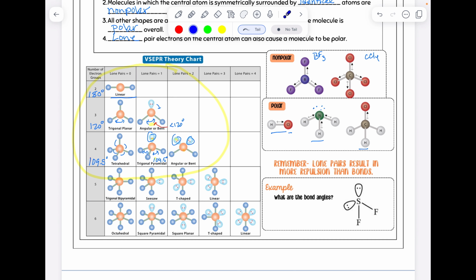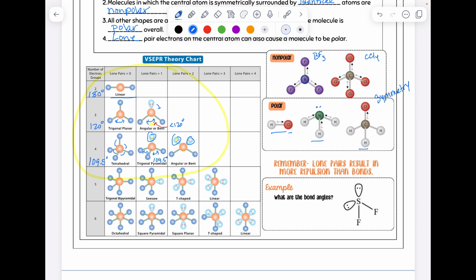So again, you're looking for symmetry when you're looking for nonpolar molecules, okay? And lone pairs do count in that. Two, four, six, sorry, there's only one lone pair here. I knew I was drawing too many, okay?